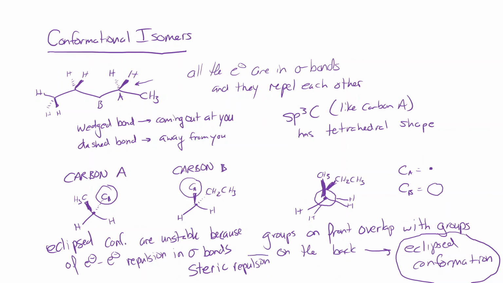So this steric repulsion is due to all of this electron-electron repulsion in sigma bonds. So that's basically the setup for steric repulsion for conformational isomers, right?